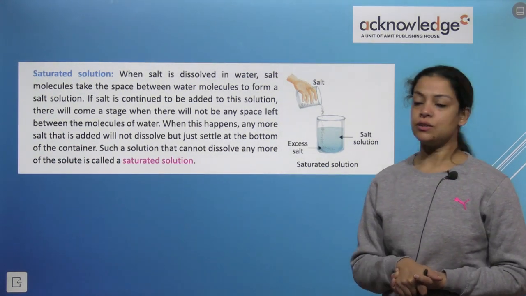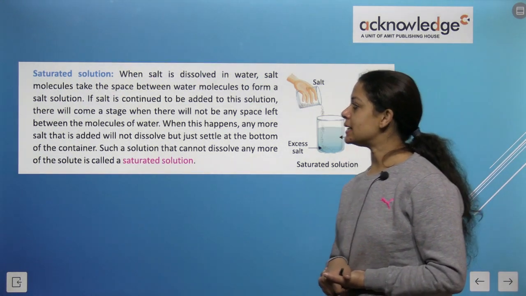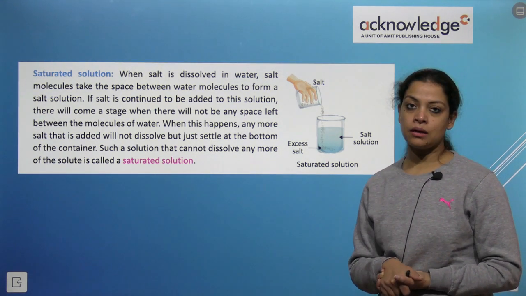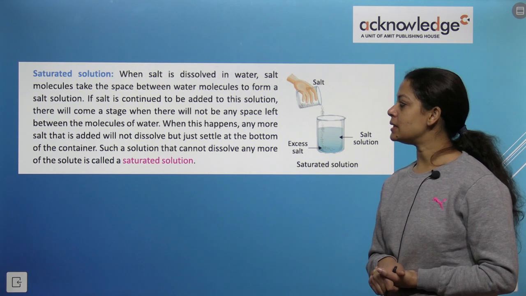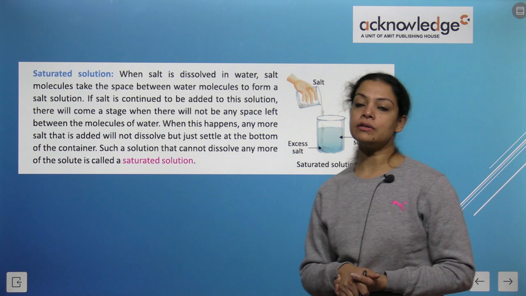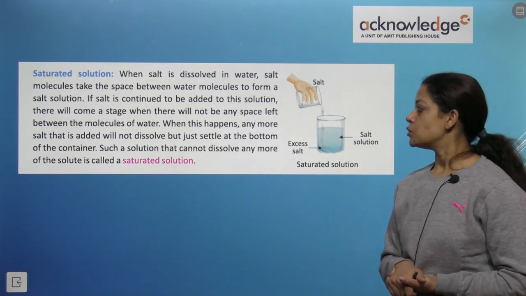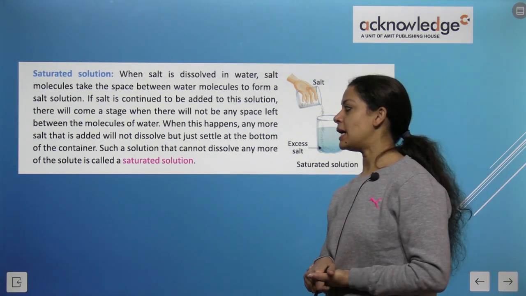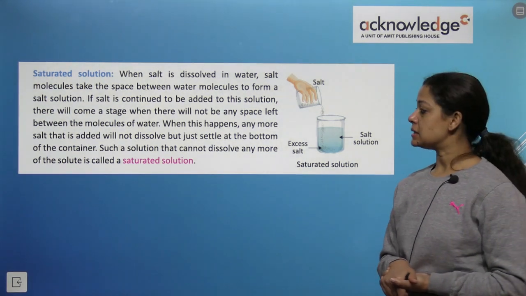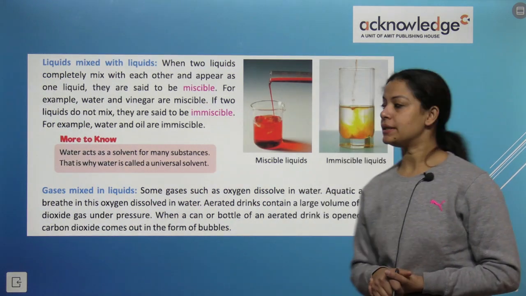Now saturated solution. When salt is dissolved in water, salt molecules take the space between water molecules to make a salt solution. Now if this salt continues to be added to this solution, there will come a stage when there will be no space left between the molecules of water. So when this happens, any more salt that is added will not dissolve but just settle at the bottom of the container, and such a solution, which cannot dissolve any more of the solute, is called saturated solution.